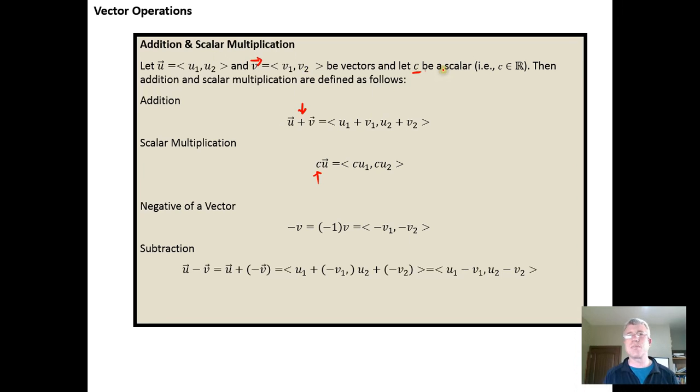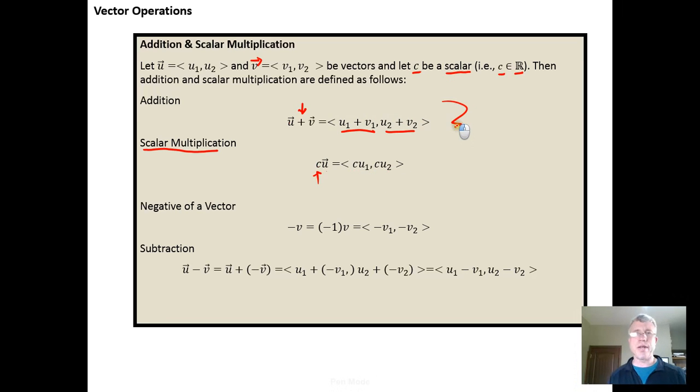And let c be some scalar. And remember, a scalar just means it needs to be a real number from the real number line. So addition is defined very simply as just, if we take u plus v, we're taking the sum of corresponding elements. So u sub 1 plus v sub 1, comma, u sub 2 plus v sub 2. Scalar multiplication for vectors is defined as just taking the scalar times the vector, and then you really just distribute the scalar into the vector components.